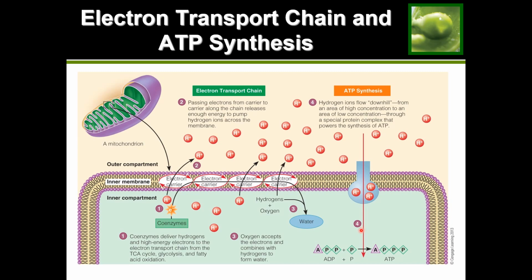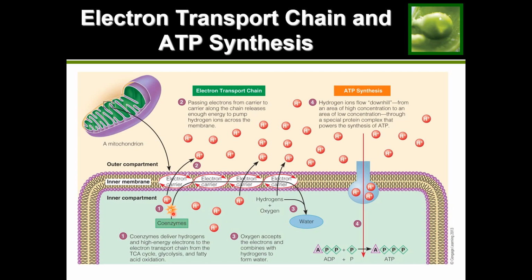So again, the coenzymes will deliver hydrogens and electrons to the electron transport chain. They will be dumped into the inner compartment, but we want the hydrogens to move to the outer compartment so that they can come down using this pump and generate ATP. But the problem is that this outer compartment is more highly concentrated than the inner compartment, which means that it's going to take some energy to move the hydrogens up here. So that's where our electrons are going to help us out.